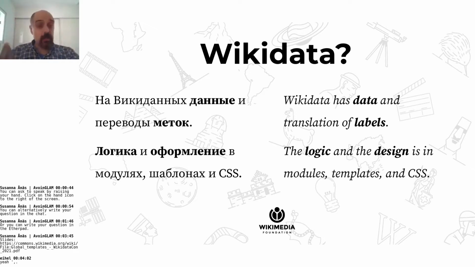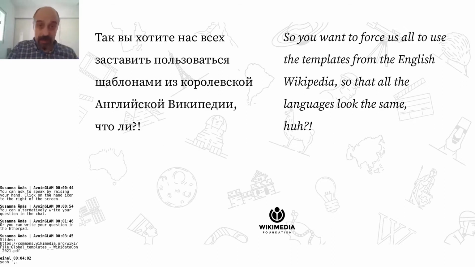You need the wiki text code or the Lua code to pull the information from Wikidata and to present it in the wiki. For that, you need templates or modules. So the logic and the design of the template cannot really be stored in Wikidata alone, certainly not on item pages. For that, you need something else. You need another repository for the code of the templates.